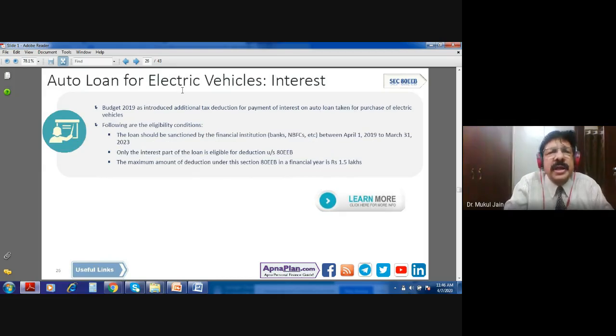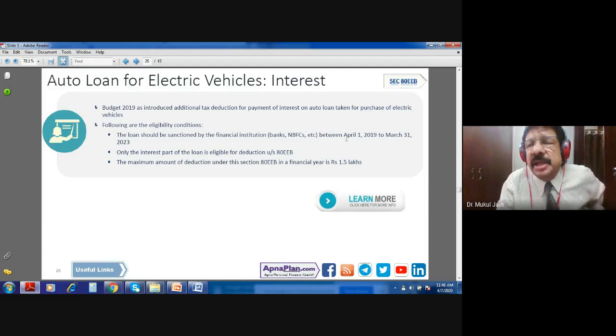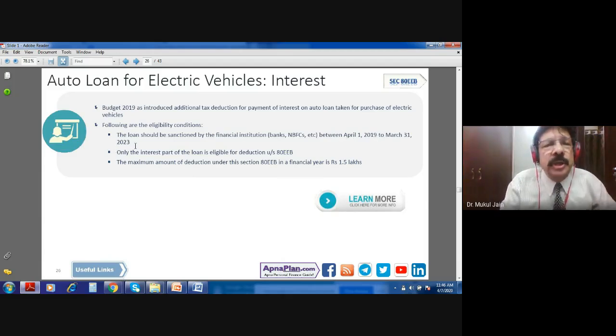Then auto loan for electric vehicle. Again, Budget 2019 has introduced an additional tax deduction for payment of interest on an auto loan taken for the purpose of an electric vehicle. So here also, the loan should be sanctioned by a financial institution like banks, NBFCs, etc. between 1st April 2019 to 31st March 2023. तो इसके लिए अभी हम eligible हैं because affordable housing has ended now on 31st of March.